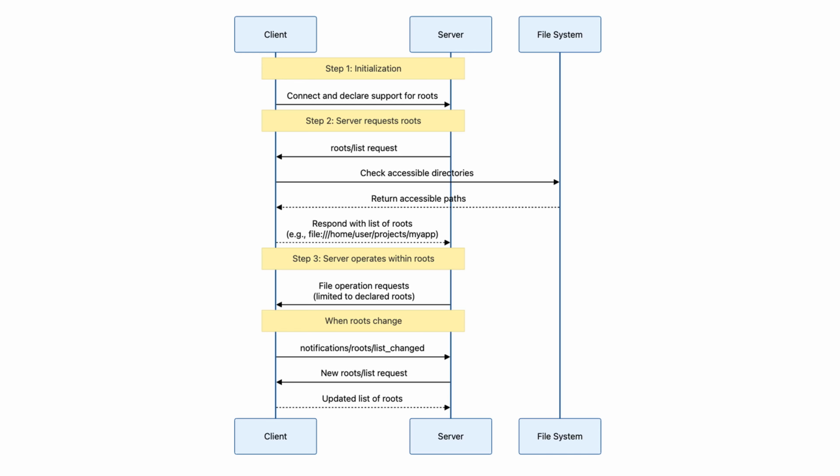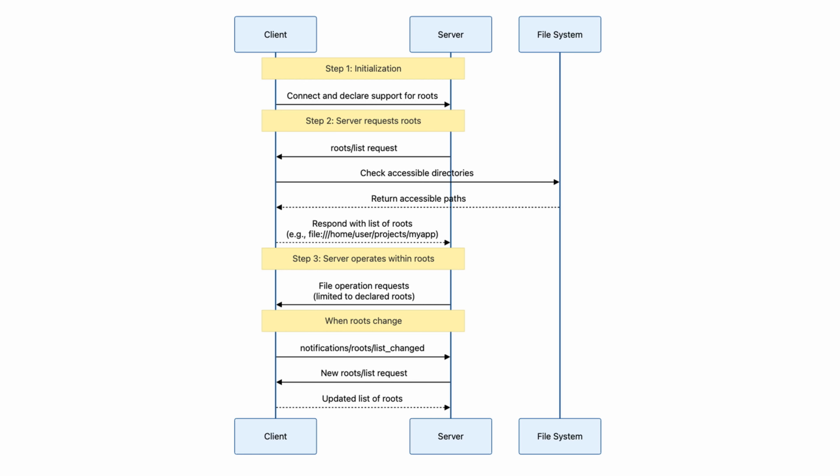Wait, so how does this actually work in practice? Does the developer have to manually specify these roots, or does the user choose them when setting up the AI assistant? It's actually a bit of both, depending on how you implement it. Technically, there's a three-step process. First, when a client connects to a server, it declares that it supports roots during initialization, then the server can request a list of roots, and finally, the client provides those roots.